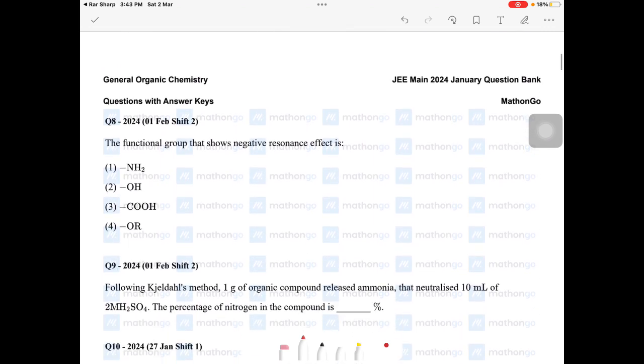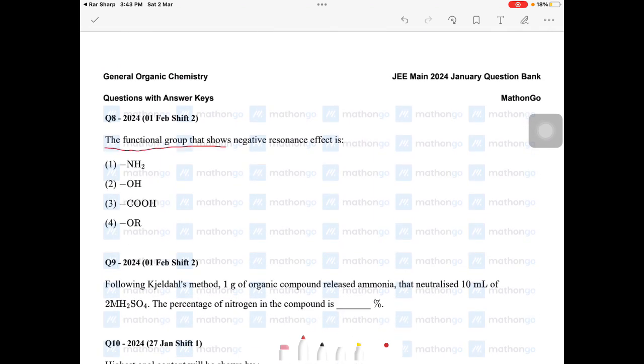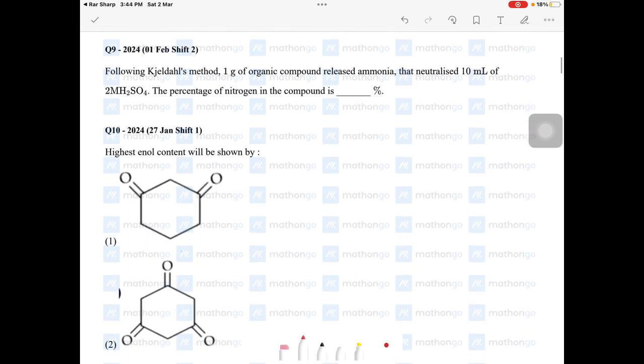Next, question number 8, the functional group that shows negative resonance effect. These two will show positive resonance effect. COOH will show negative resonance effect.